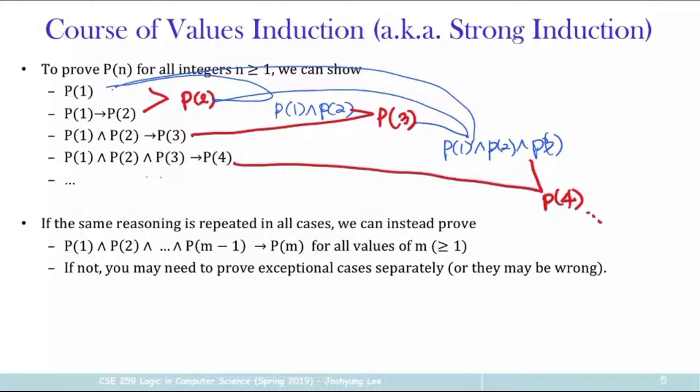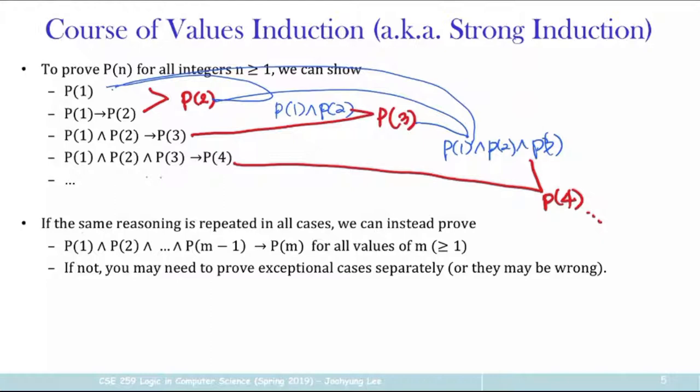Now, the maybe a bit more challenging issue with the causal values induction compared to the mathematical induction is this. Not all the proof actually uses all assumptions. Okay, you don't have to use all assumptions. You can use some assumptions. Okay, P of n minus 1, same as in mathematical induction. Okay, so in that sense, mathematical induction is a special case of causal values induction. You can actually assume the two previous steps, so P of n minus 1 and P of n minus 2.